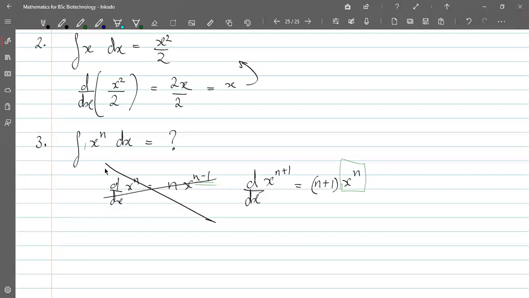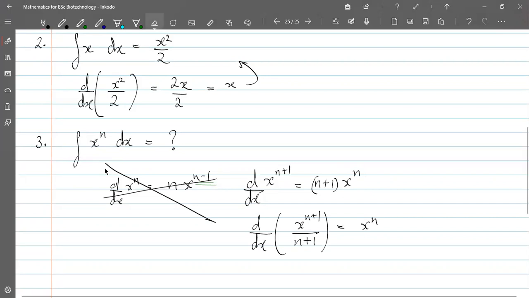Okay. So far so good. Problem is n plus 1. So how do I get rid of n plus 1? N plus 1 is a constant, so you can divide by it. So here you can write d/dx of the same thing divided by n plus 1 must be equal to x to the n, and therefore this answer must be x to the n plus 1 upon n plus 1.